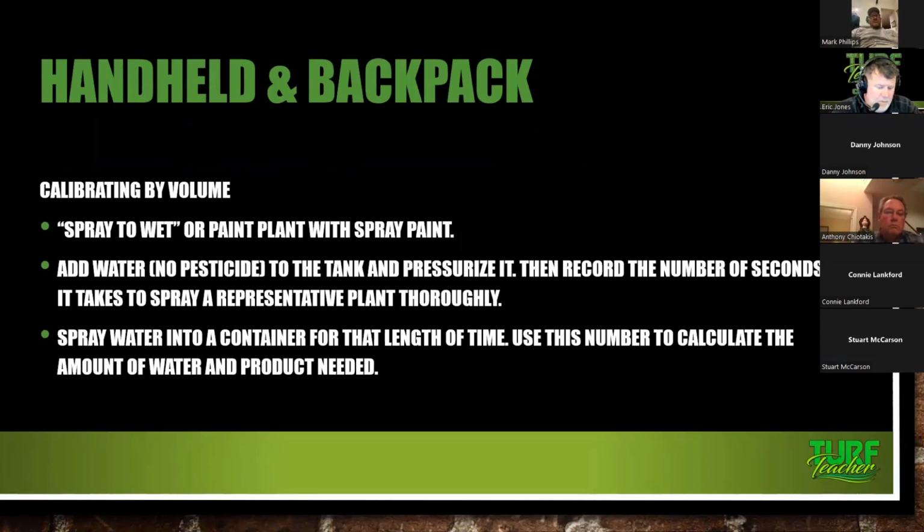When we calibrate for volume, we're going to spray to wet or paint a plant, like with spray paint. So basically we're going to spray some shrubs. We've got some insects on azaleas or whatever. We're going to do it this way. We're going to add water, no pesticide again, to the tank, pressurize it, then record the number of seconds it takes to spray a representative plant thoroughly. So we're going to pick one and spray it, just water. We're going to spray the water into a container for the length of time. Use this number to calculate the amount of water and product needed.